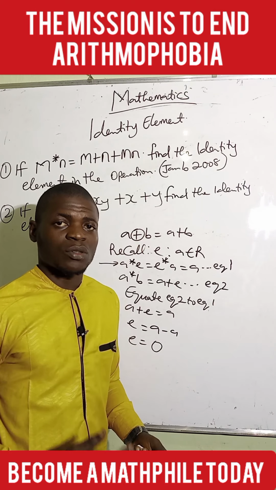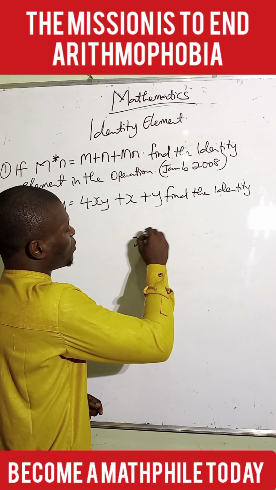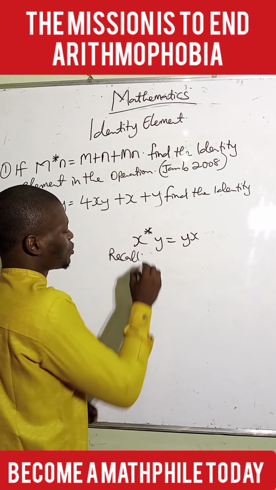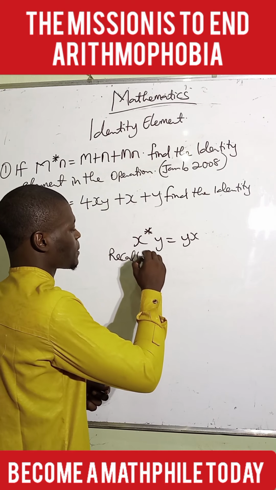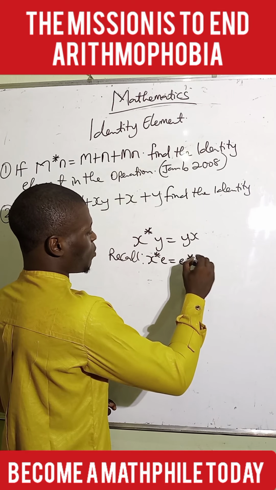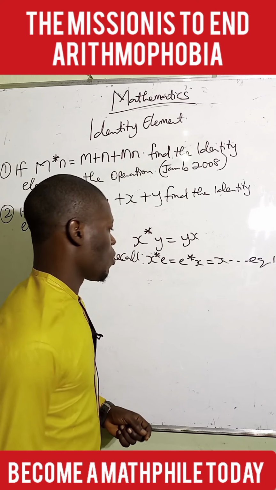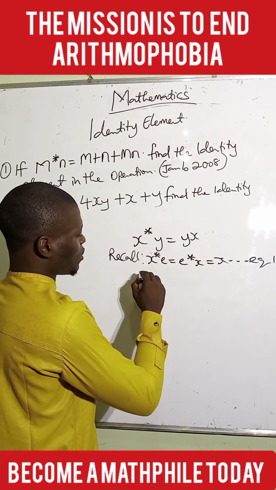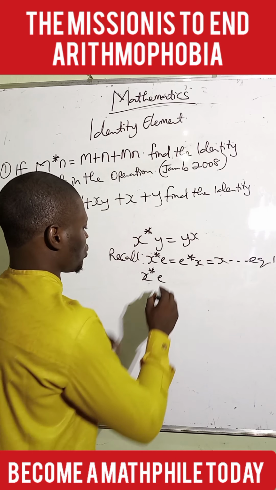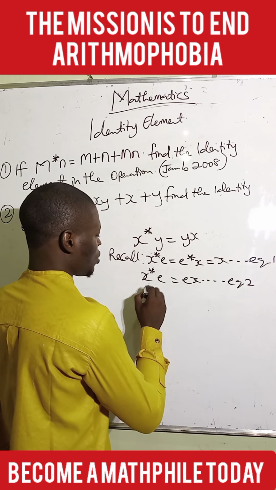Now let us prove it also under multiplication. Using x operation y equal to yx, recall this means that in mathematics, x operation E is equal to E operation x, which will give us x. And here will now be our equation 1. Then again, we shall have x operation E. I'm now reflecting this identity in the equation, which will give us EX. And here will now be equation 2.